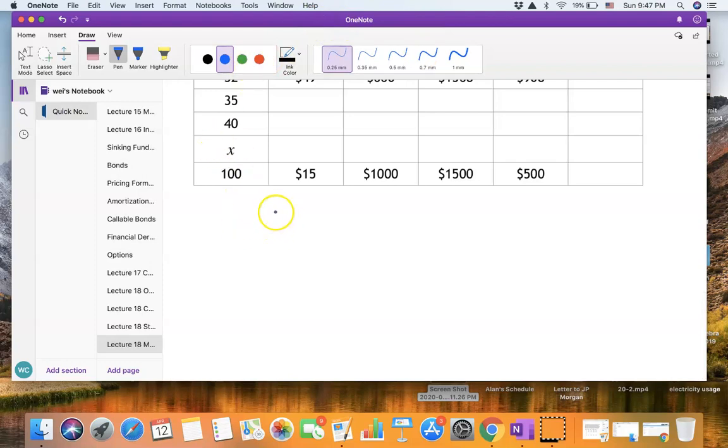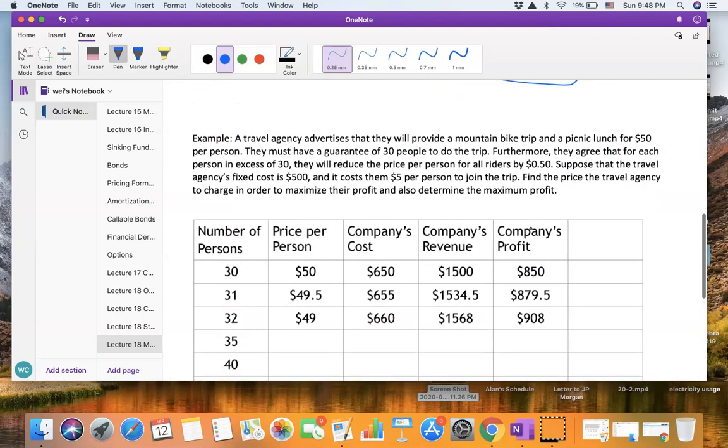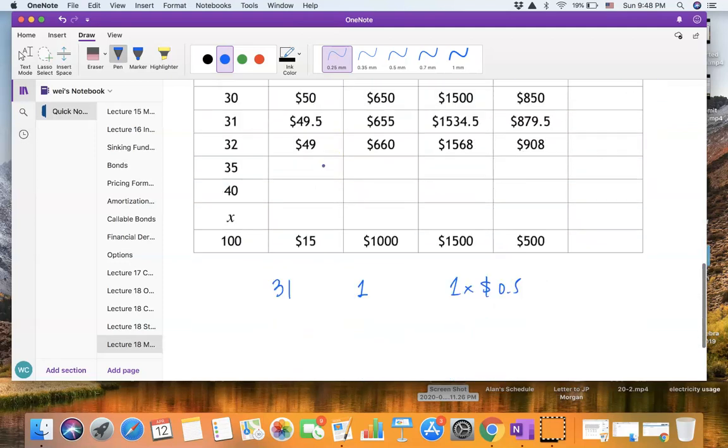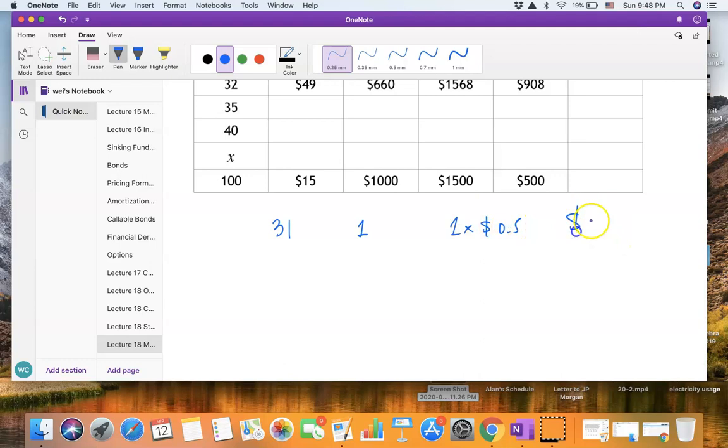now if there are 31 people who are going to participate, because 31 is one more than 30, therefore the discount here is 1 times 0.5. So right now the price the travel agency charges for each person is going to be the original price minus this discount.